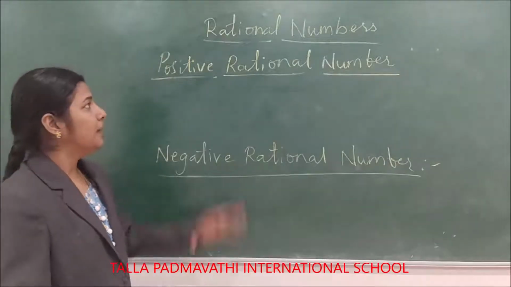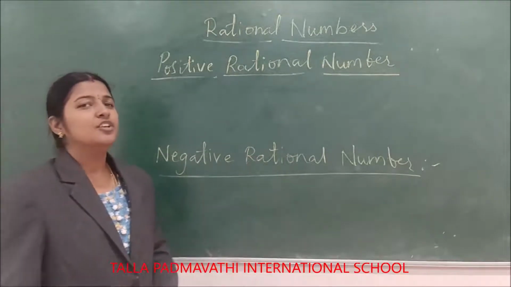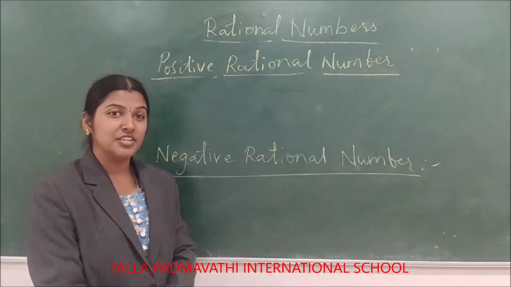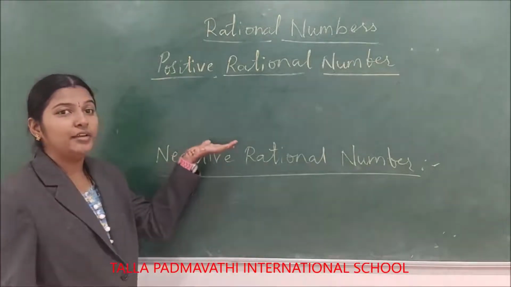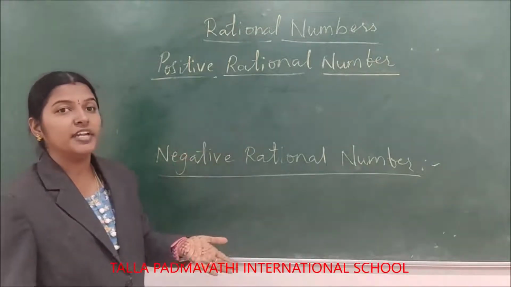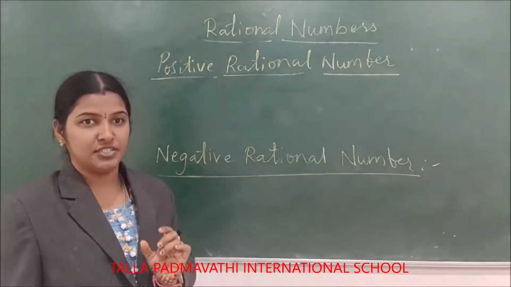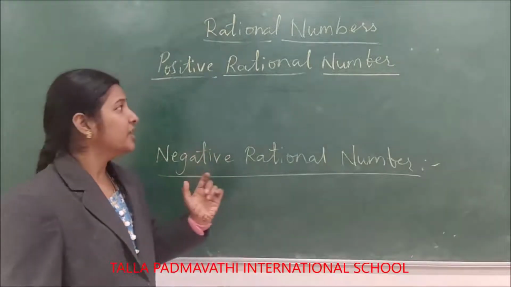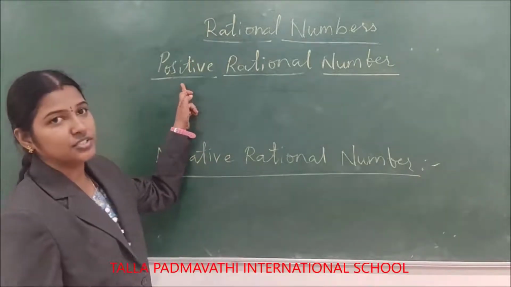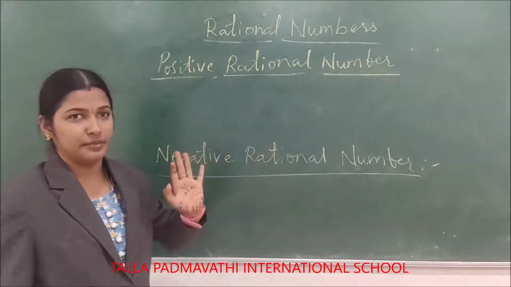Now let us see positive rational numbers and negative rational numbers. So what are positive rational numbers children? Yes. When a numerator and denominator both are negative integers, or when both are positive integers, you can say that such rational numbers are positive rational numbers.